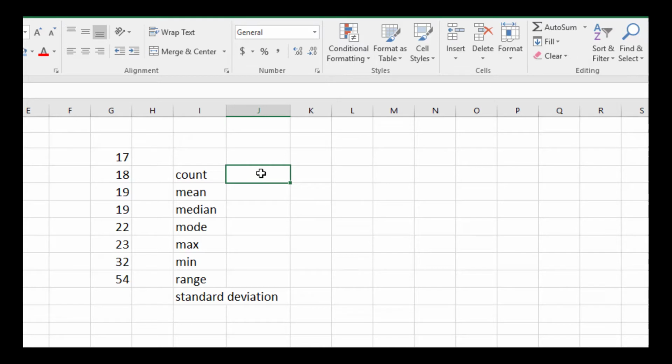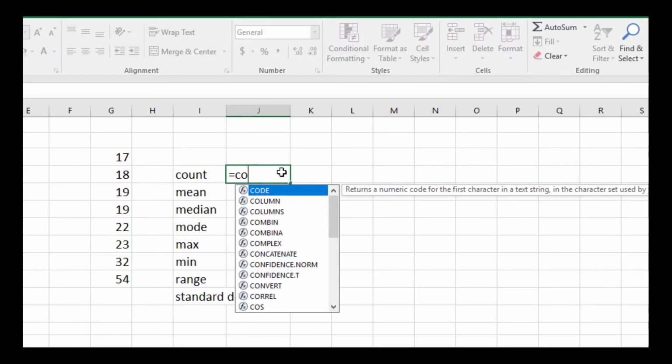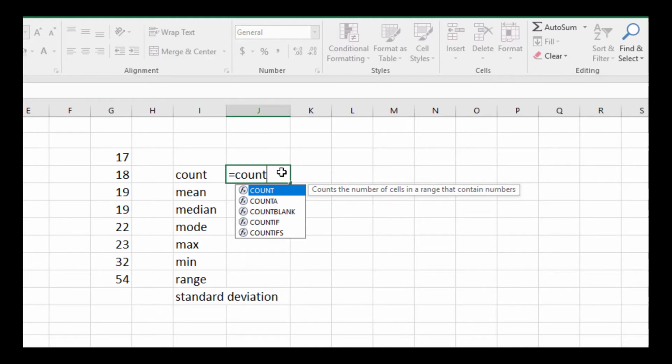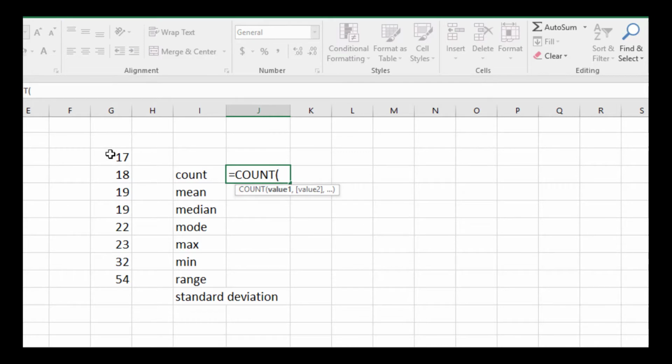Now for the count, and I didn't really have to sort it in order to do these functions, but sometimes you'll want it sorted. The count is a built-in function, so it's just equals count, and you can left double click on it, and it gives the first parenthesis, and then you can highlight the set, which is G3 to G10, close the parentheses and hit enter.